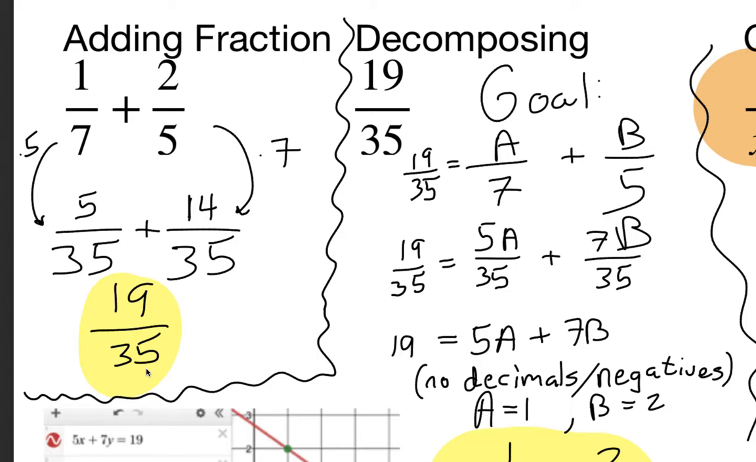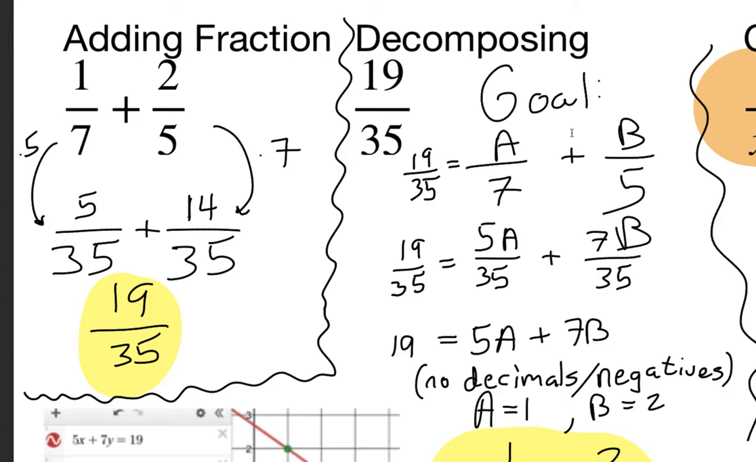Great. What no one ever did in 3rd or 4th or 5th grade, and we're going to start doing now, is reversing that process. If you started out with 19 35ths, could you somehow work backwards to get 1 over 7 and 2 over 5? Let me show you what that would look like. The process is called decomposing a fraction. If you started with 19 35ths, our basic goal is to get something over 7 and something over 5. Knowing that 35 can be factored into 7 and 5, what numbers would that be, A and B?